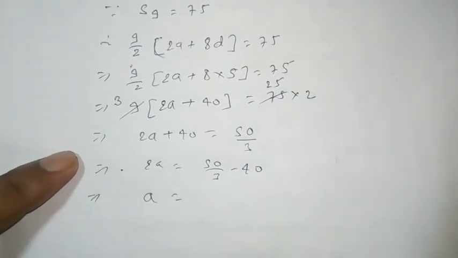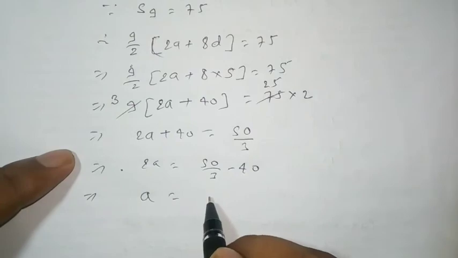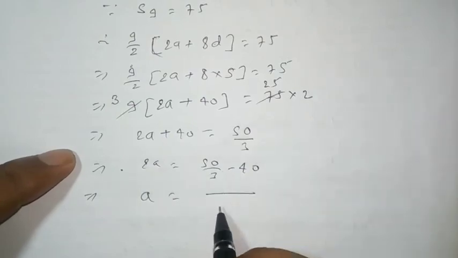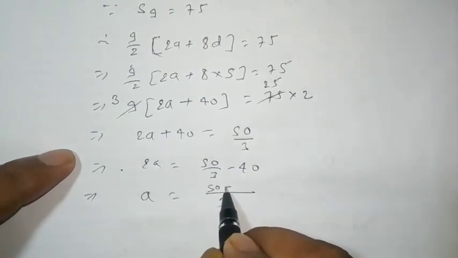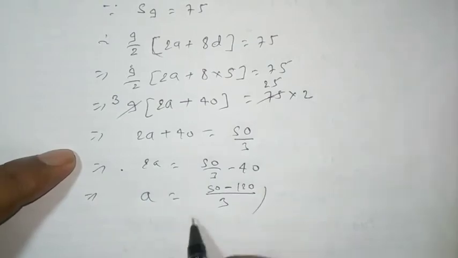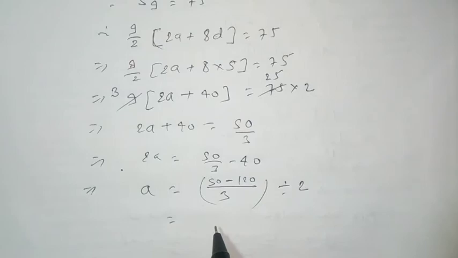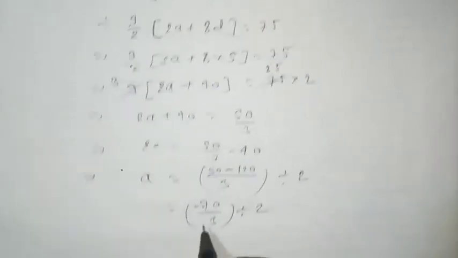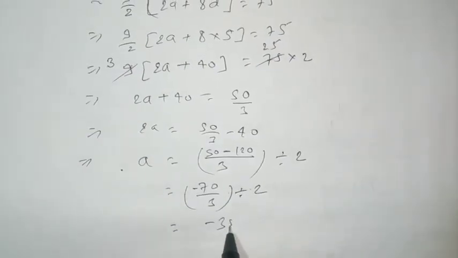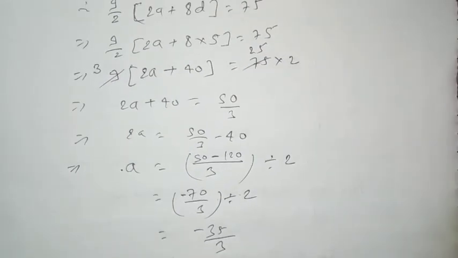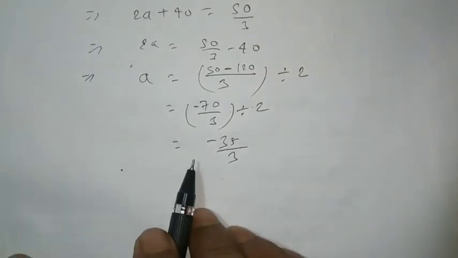Implies 2a is equal to 50 by 3 minus 40. Implies a is equal to, here the LCM is 3, so 50 minus 120 divided by 2 is equal to minus 70 by 3 divided by 2. 70 divided by 2, then we get minus 35 by 3. Now this is the value of a.